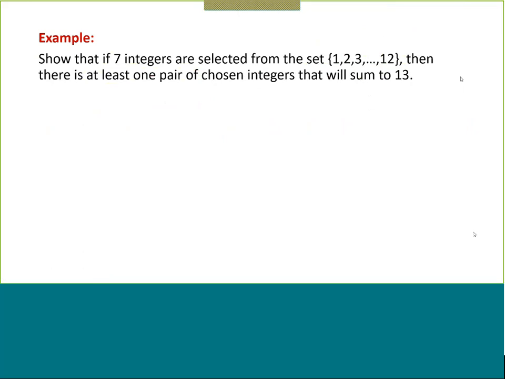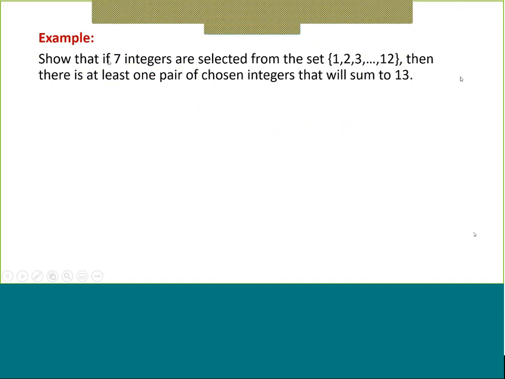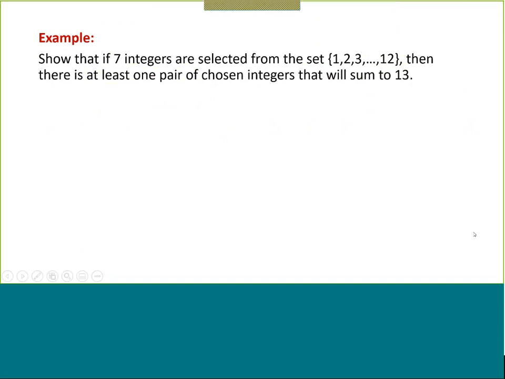So that is the question. Can we actually always guarantee that regardless of which 7 integers are actually selected from this set of 12, that there's always going to be at least one pair of those 7 integers is going to add up to 13? Which seems crazy at first glance, maybe.